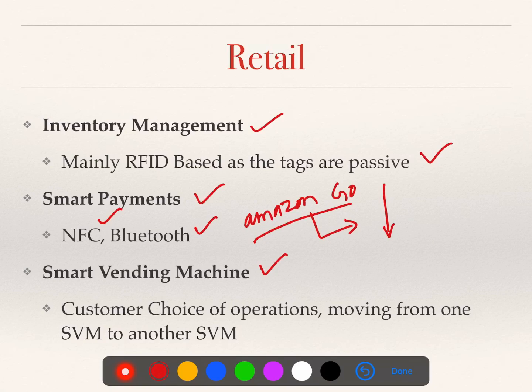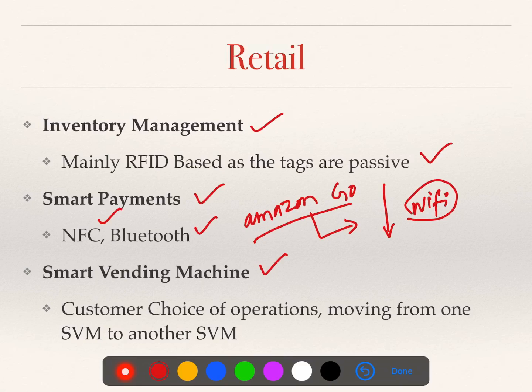NFC is near field communication, which is high frequency, low distance, and Bluetooth, as we know, is one of the major standards. And nowadays most cards are Wi-Fi enabled, so you need not even swipe it; just show the card near the card machine and the amount will be deducted. So that's how smart payment systems have been deployed in retail industries. Then smart vending machines.